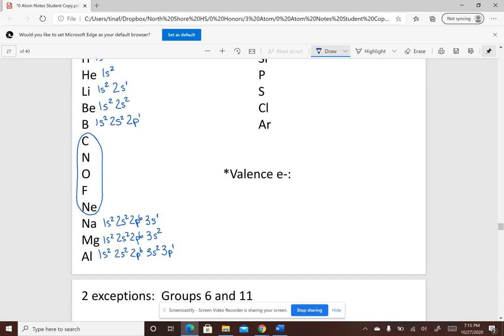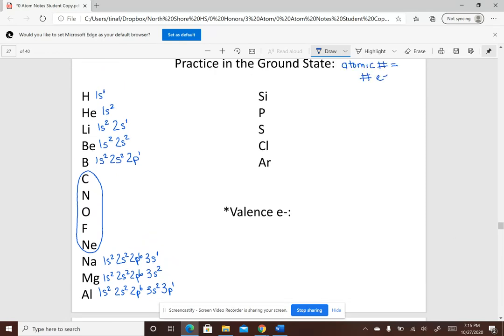Okay. And guys, you can check this as you go. Those little numbers need to add up to 13 because aluminum's atomic number is 13. So if I add up 2 plus 2 plus 6 plus 2 plus 1, I get 13. All right. I'm going to have you guys again try this, and we'll go over this the next time I see you.